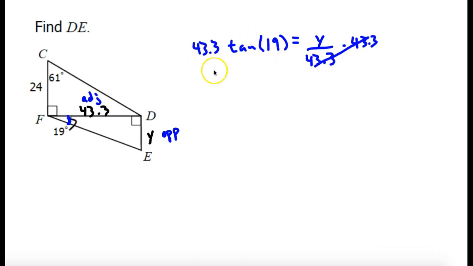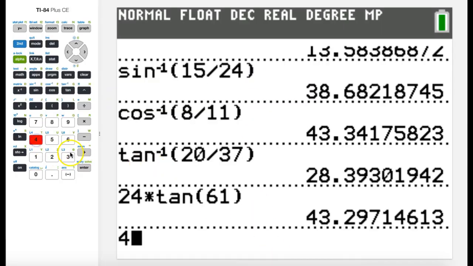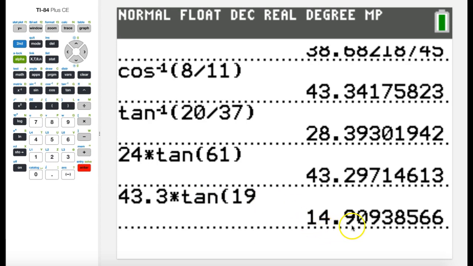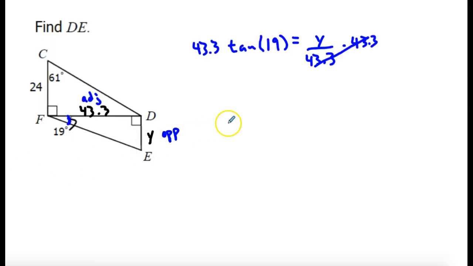Those cancel, and we can put this into the calculator. 43.3 times the tangent of 19, and we get 14.9. So the length of DE is 14.9. On a problem like this, if we've got two right triangles that share a side, we're going to use two steps. The first step is to find the side that they share, and then use that in our other right triangle to find the other piece of information.